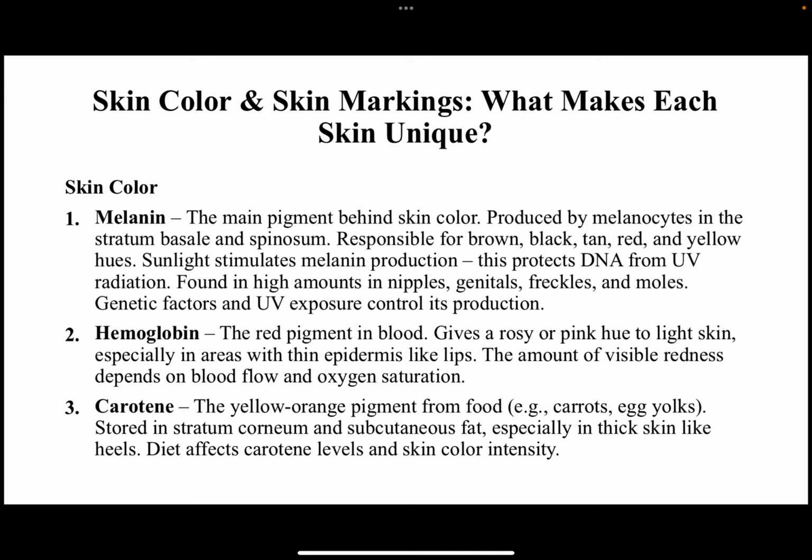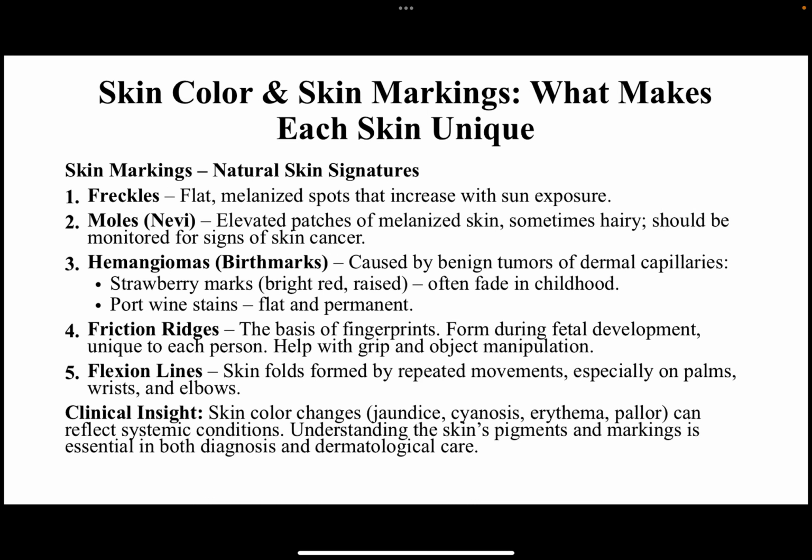We also have carotene. Carotene is a yellow pigment from food that we eat. For example, if you take in vegetables like carrots, egg yolks, your skin will store it in the stratum corneum and then subcutaneous fats. Is that okay? Good. And carotene makes your skin look yellow or orange. Okay, good. Now let's look at the skin markings.